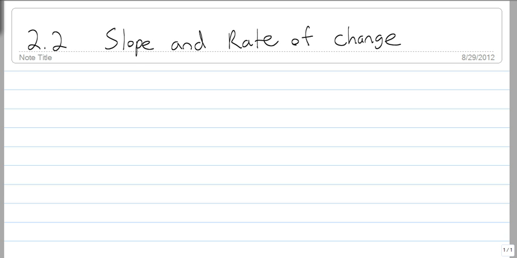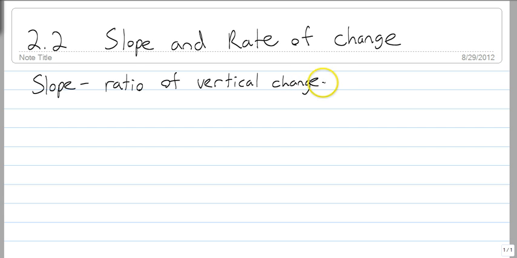As you guys should have learned in Algebra 1, slope is just the ratio of the vertical change to the horizontal change. So if you think about that, it's the ratio of how high it's going or low, and then over how much it's moving left or right. So vertical change to horizontal change.